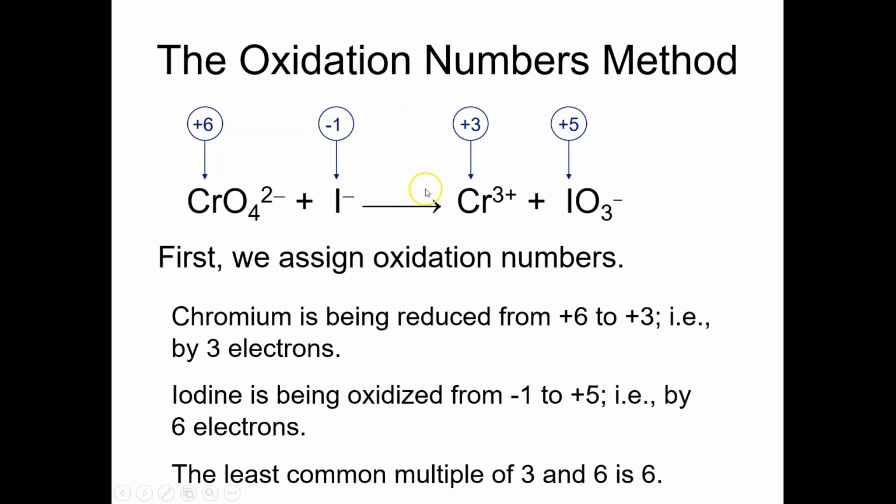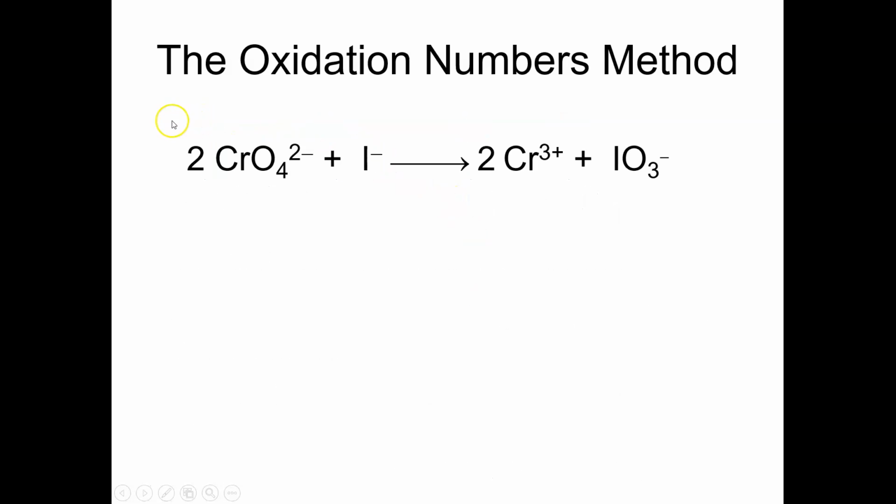And so for the iodine, which is undergoing a 6 electron oxidation, I don't have to multiply that by anything. 6 times 1 is equal to 6. But for the chromium, which is undergoing a 3 electron reduction, I multiply that by 2 so that I have a total reduction of 6. And so that's what I'm going to do. I'm going to multiply the 2 chromium species by 2. And now 2 chromiums are being reduced from +6 to +3. That's a total of 6 electrons. 1 iodine is being oxidized from -1 to +5. That's a total of 6 electrons. So I'm now balanced on electrons.